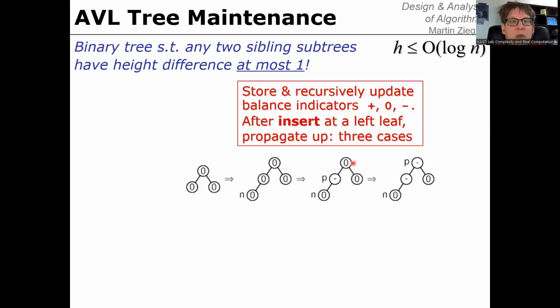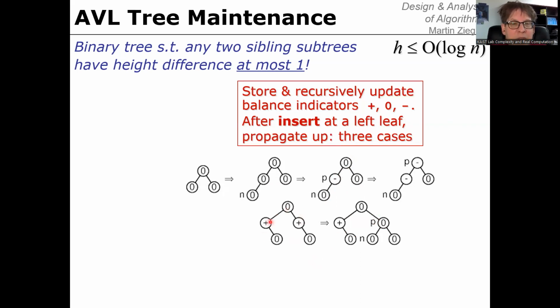Next level, we turn a zero into a minus, and so on, moving back up, until we are at the root. And we do that as long as we find indicators zero. Every zero that we encounter on the way back up will be turned into a minus. How about other indicators? Well, let's consider another example.